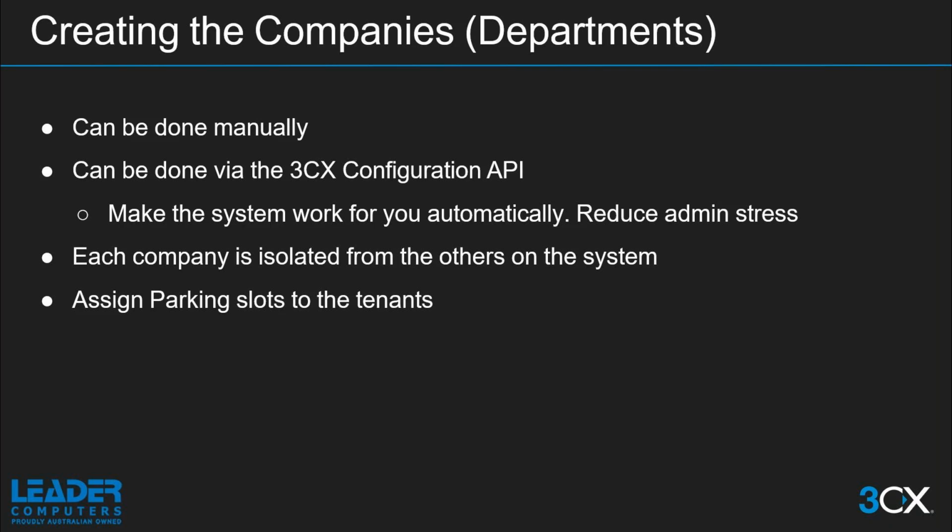For example, you can integrate the 3CX multi-tenancy with the configuration API, and you can add a link or a form on your website. Let's say the number of users they need, the number of trunks they need, the channels they need, and all that information. The API will get all that information and put it onto the system, and it will create the customer automatically. Each company is isolated from the others on the system, and assigning parking slots to the tenants is pretty much the same as a dedicated instance.